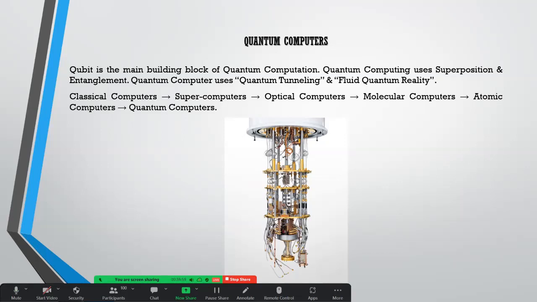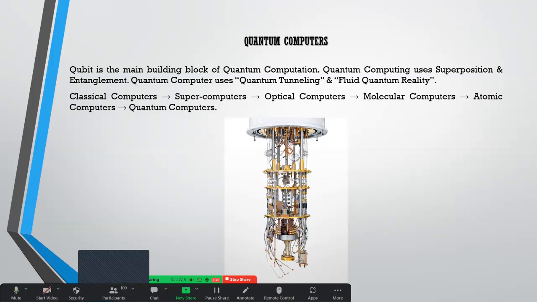Computers came all the way down from classical computers to supercomputers to optical computers to molecular computers to atomic and quantum computers. There are a lot of different computers available, and they are used as per their needs.